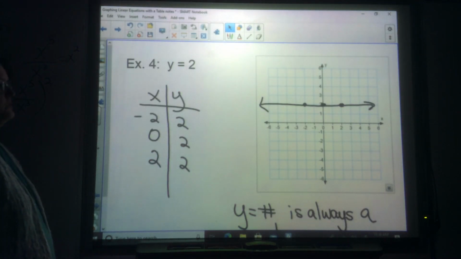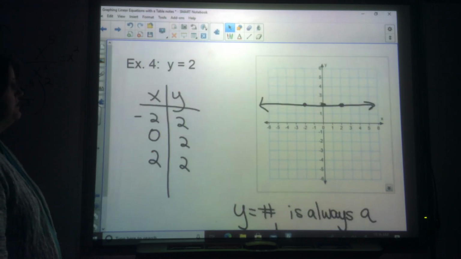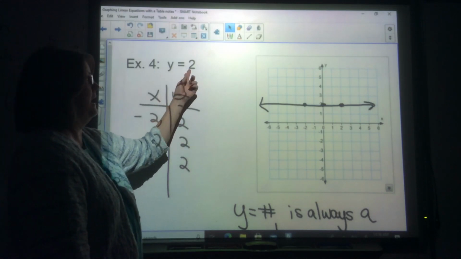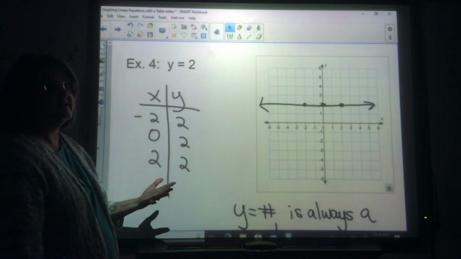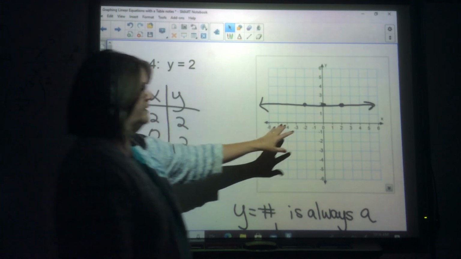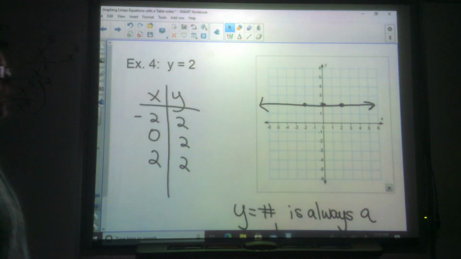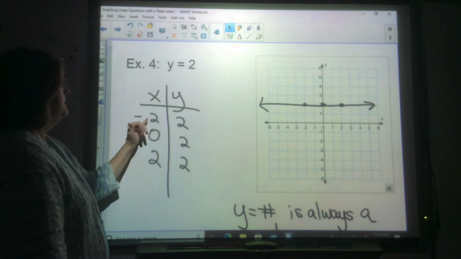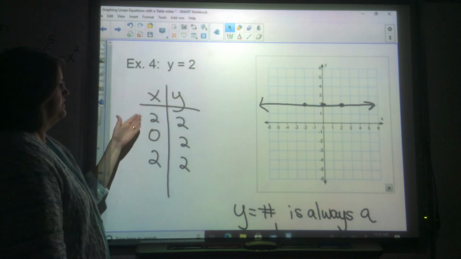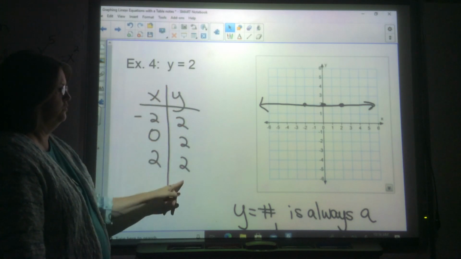This is y equals a number. This gives students trouble. There's no x. Everything I've done so far has had an x with it. This equation has no x. It's just y equals a number. So what you do is you make up points for x. And I just went with -2, 0, and 2. You could have gone with -1, 0, and 1. I just chose 3 so I can get the way that the line looks properly. So because there are no x values, I went -2, 0, 2, and every y value is 2.